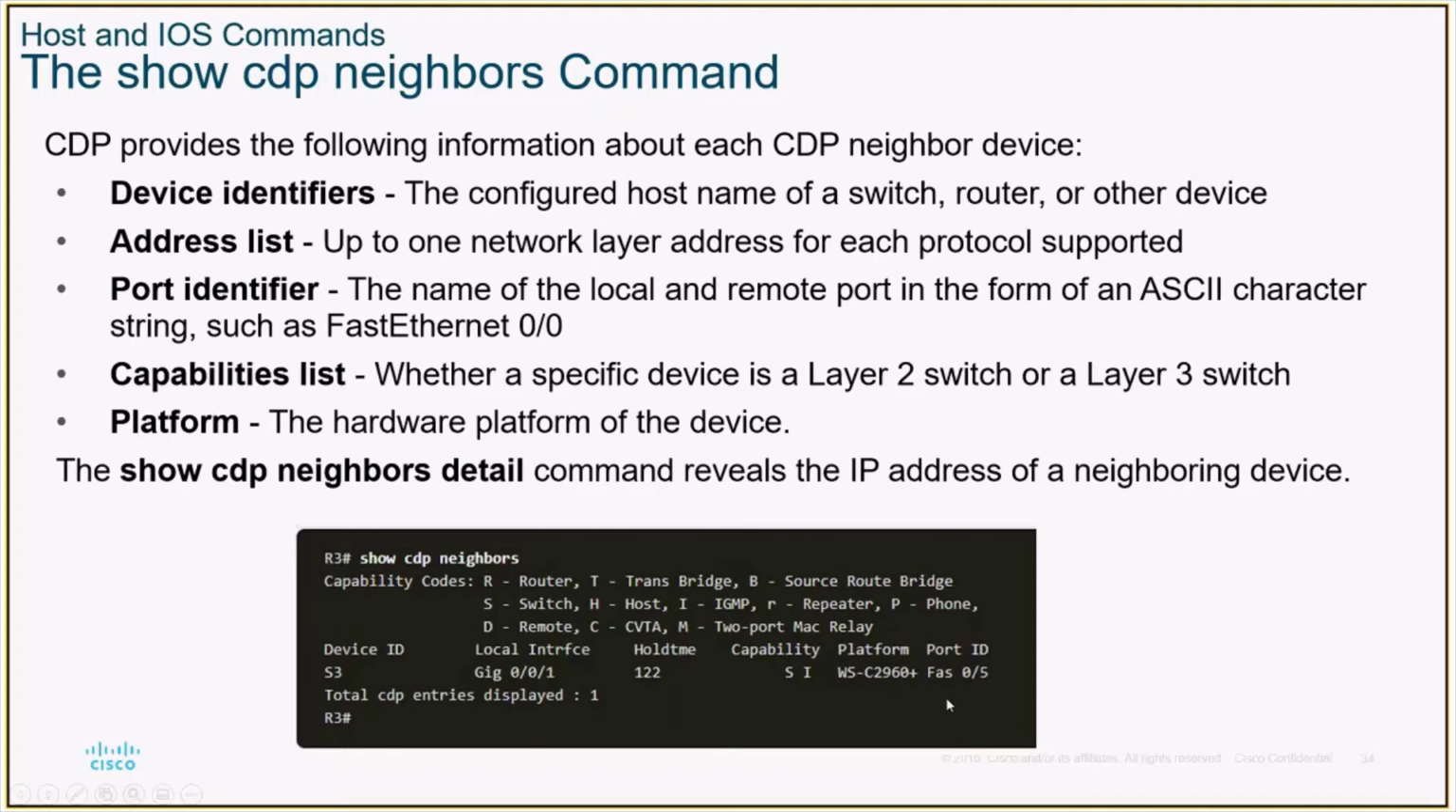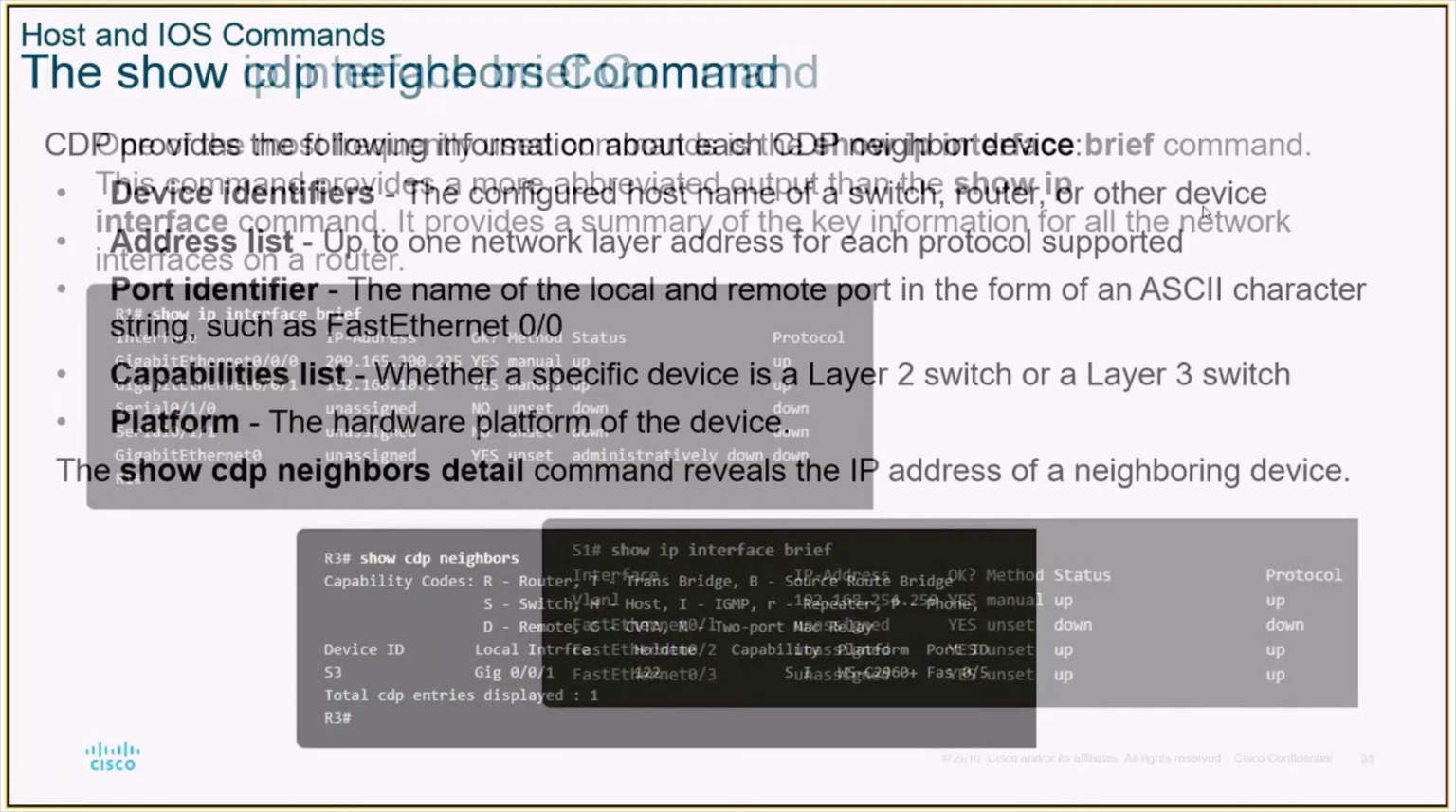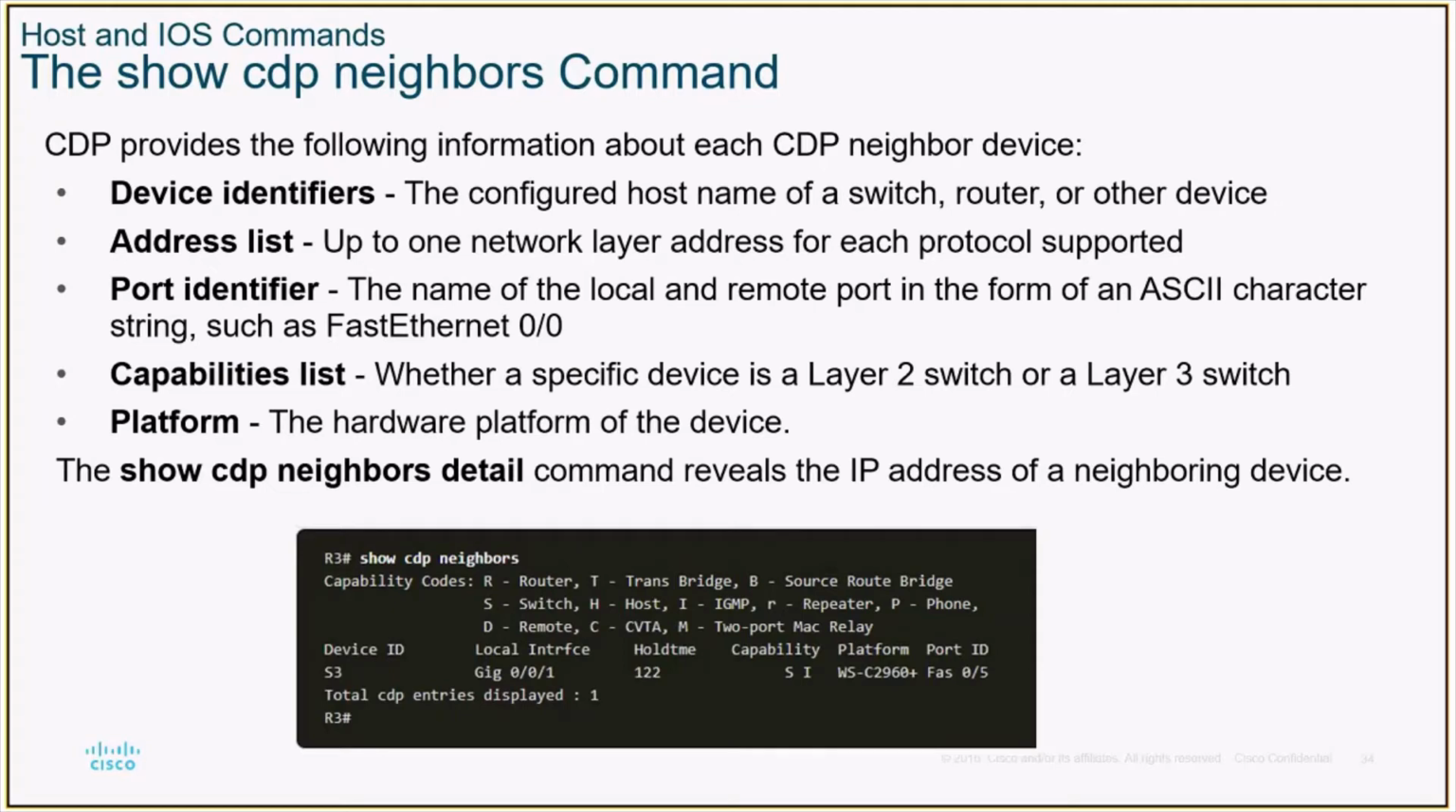And so here it tells you it's gigabit 0/1 on R3 that connects to fast Ethernet 0/5 on switch 3. And basically, this time will be valid for another 122 seconds. Now, so show CDP. We will go into more depth than that if you do CCNP. I'm assuming you'll do it more then.